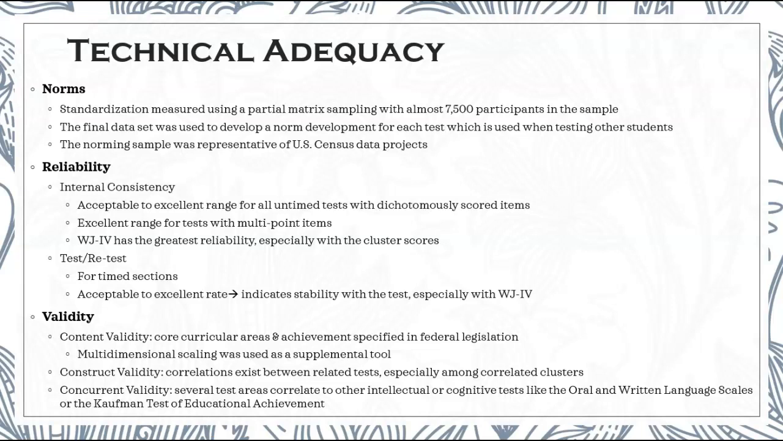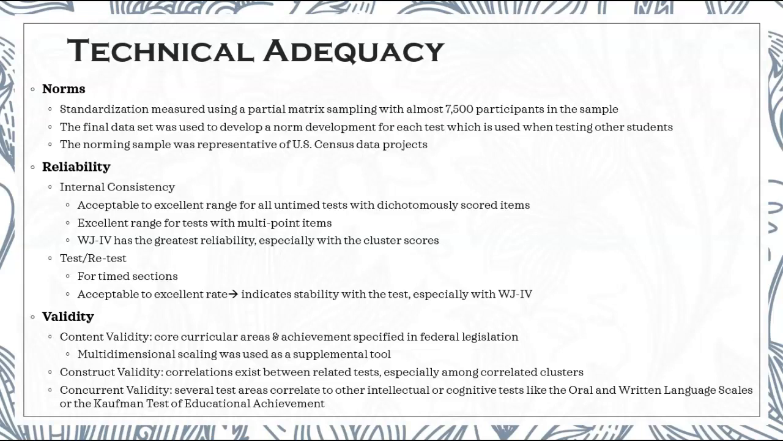Concurrent validity. This is where we're not just looking at the Woodcock, but also looking at its validity in relation to other norm standardized tests. So several test areas correlate to other intellectual or cognitive tests like the Oral and Written Language Scales or the Kaufman Test of Educational Achievement. What this means is that the Woodcock-Johnson tests for the same things as other cognitive tests, and the test results are in general alignment with the findings of those tests.